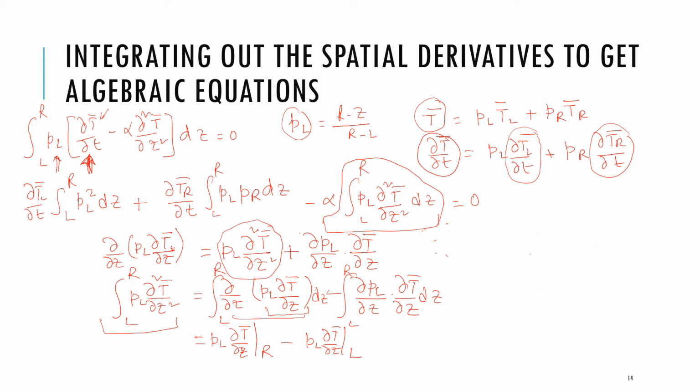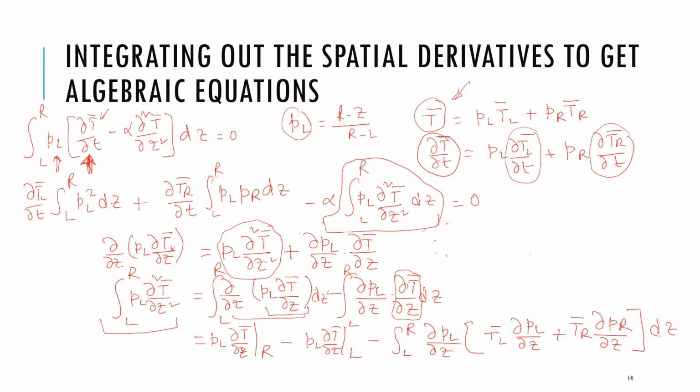And then for this one, it's ∂PL/∂Z times ∂T/∂Z. I can write from here as TL ∂PL/∂Z plus TR ∂PR/∂Z, okay, dz.